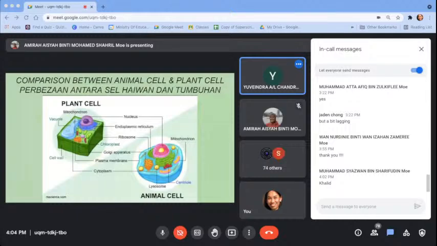Perbezaan antara sel haiwan dan sel tumbuhan. Kedua-dua sel mempunyai mitokondrion, nukleus, dan juga dinding sel. Next slide.